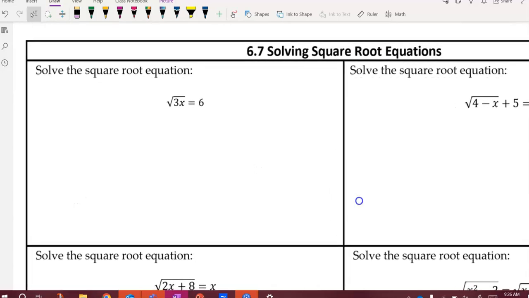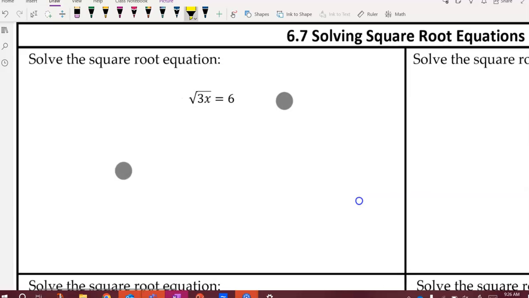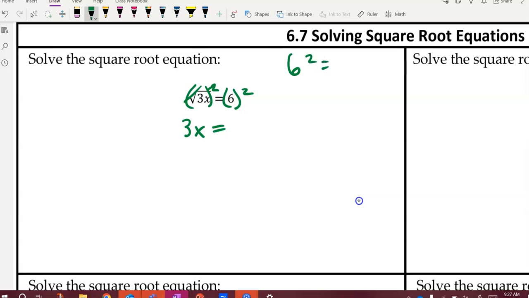Solving square root equations. So notice how these radicals look a little different than the last one. How are they different? These are square roots, so the number 2, not the number 3. So to solve these, we're going to go right into squaring both sides. And 6 squared is 36. So we're going to leave that 36 on the right. Divide by 3, and we get 12.